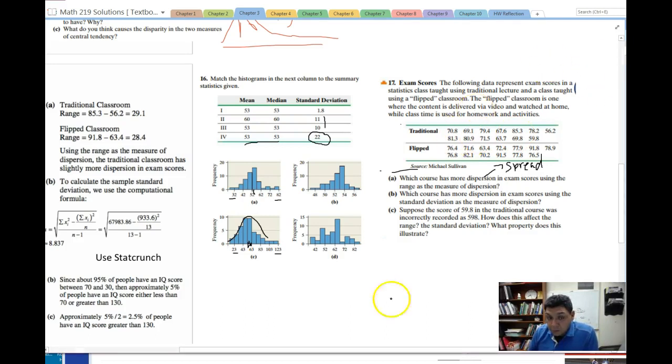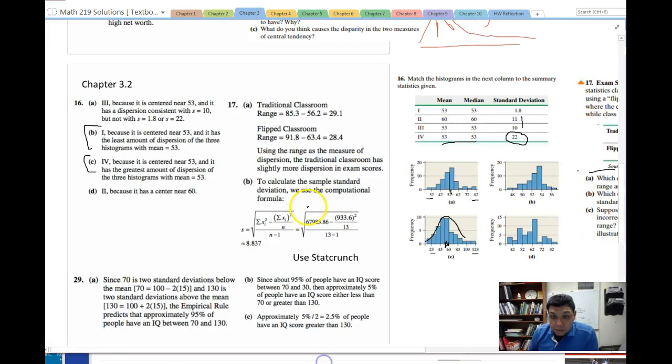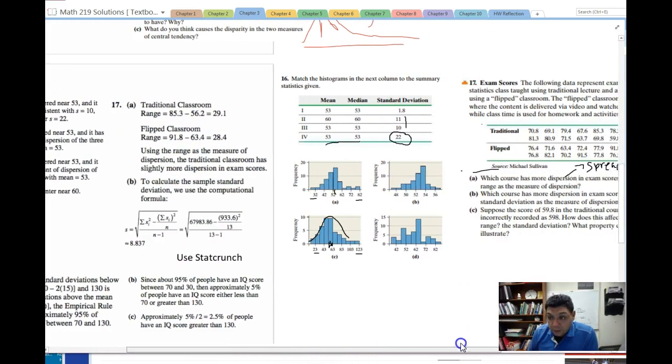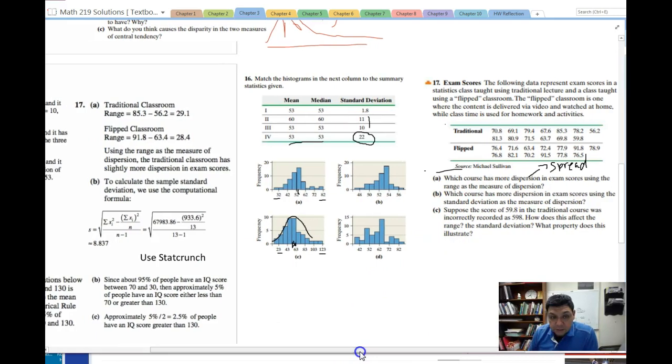So what you would do if you graph those, you could take a look at the dispersion. You could also then calculate it other ways. So for example, this one said use range. So in this first one, using range as the calculation, you can then see we have these values right here. You'll see one has 29 and one has 28. Pretty close, but the traditional classroom has more spread using the range.